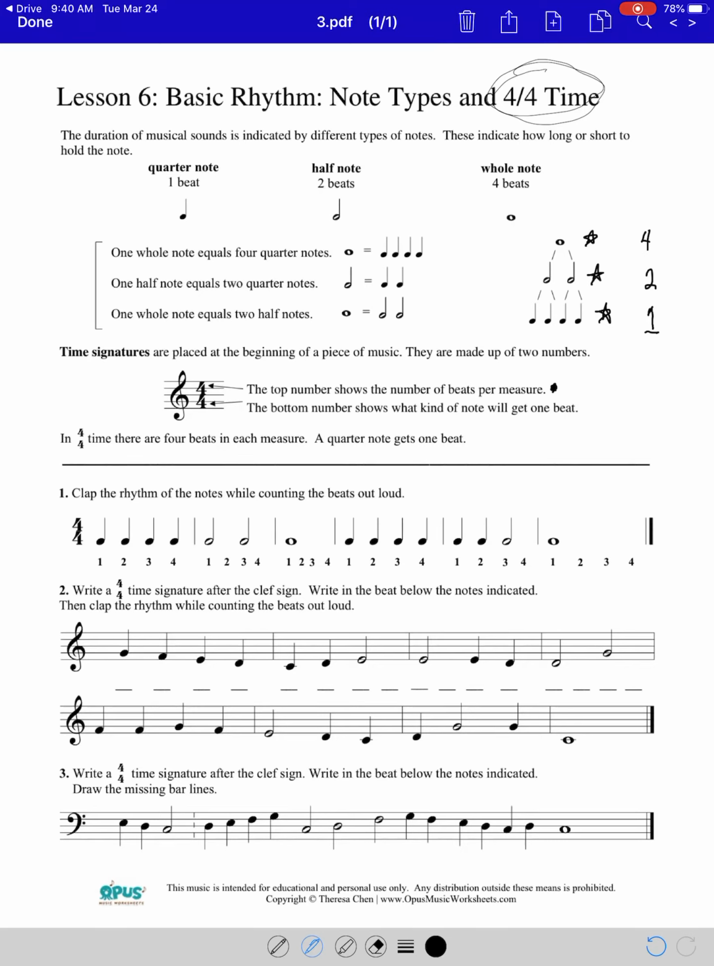Basically, what that means is that a quarter note is equal to one beat. So what I know is that I'm going to need four beats, right? Because a quarter note gets one beat, so four single beats, 4 beats per measure.